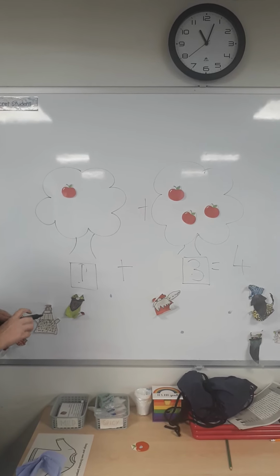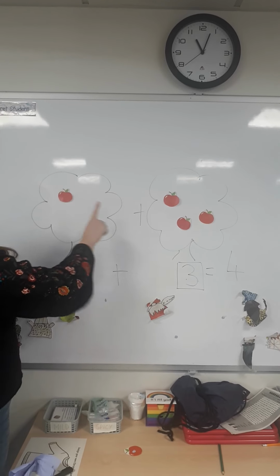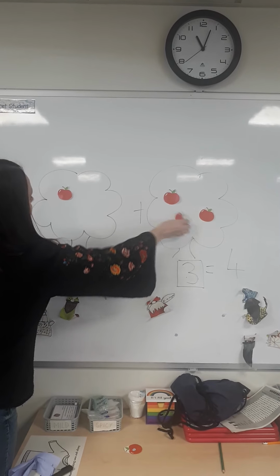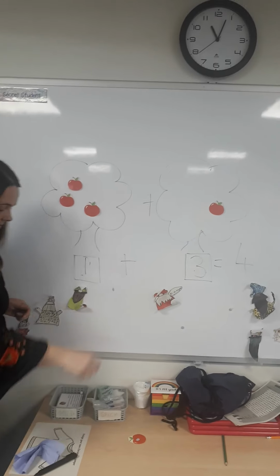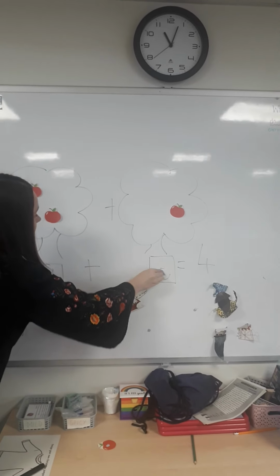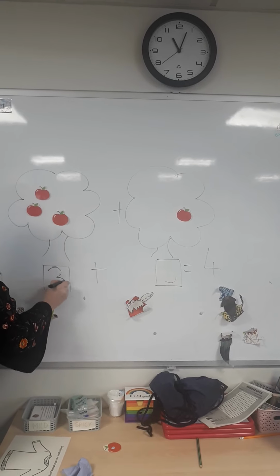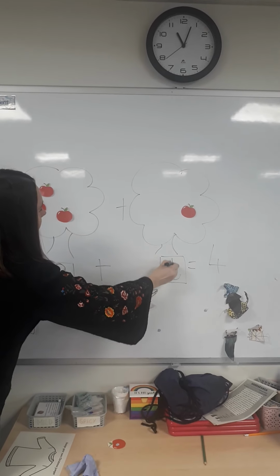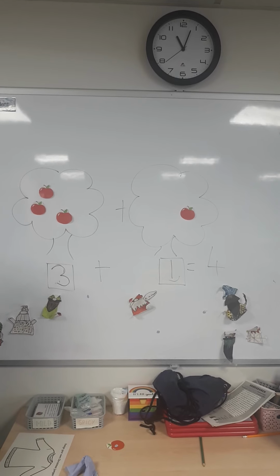Now this is not a double sum, so I can do a twin sum. So if I turn the numbers round the other way, we've got 3 at this side and 1 at this side. So it becomes 3 apples in this tree, adding on 1 apple equals 4 apples altogether.